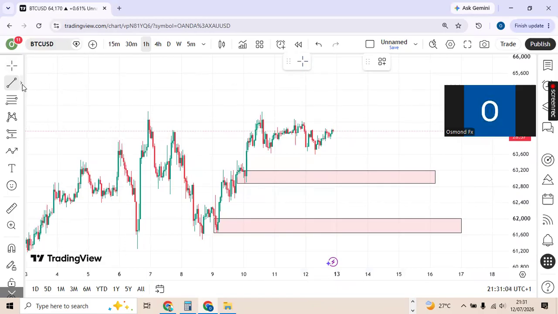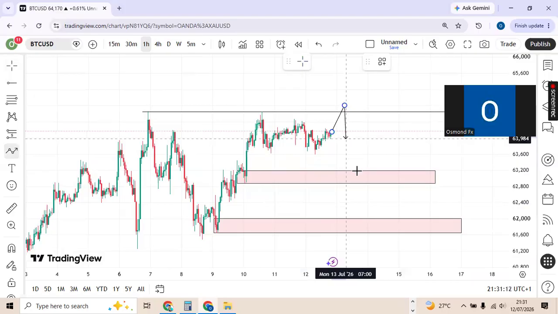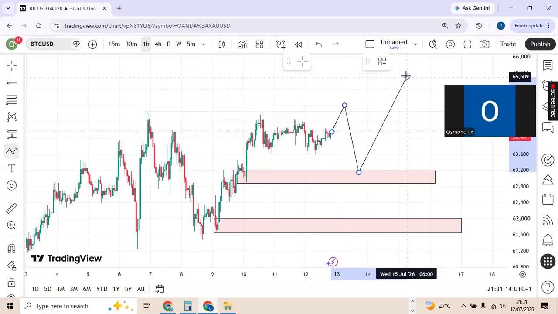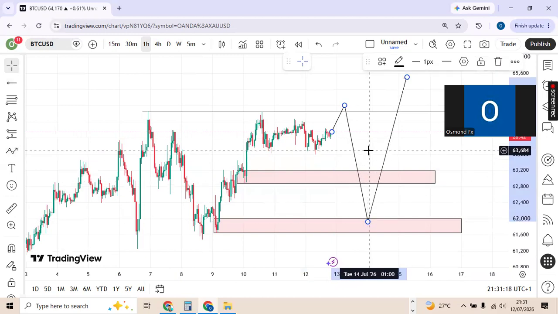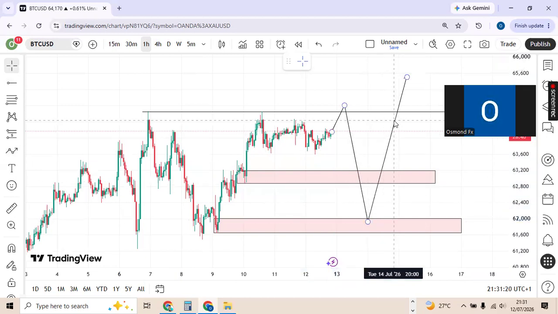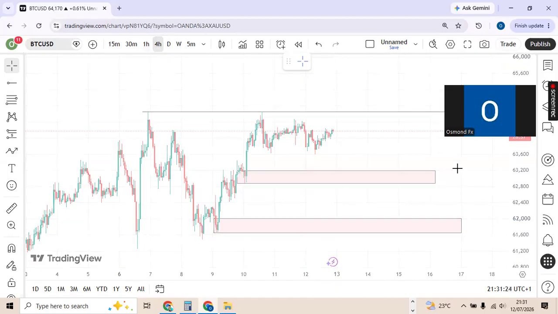The market has not yet taken out this high. So we might see the market coming to take out this high, push here, and then buy. Or the market will come down to this area before it buys. All right, so that is what I'm going to be expecting from Bitcoin.